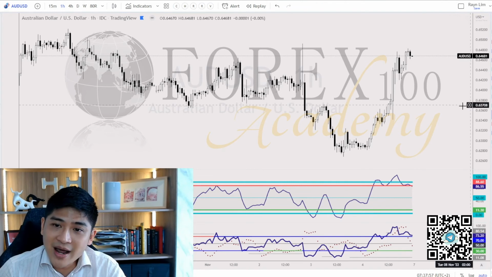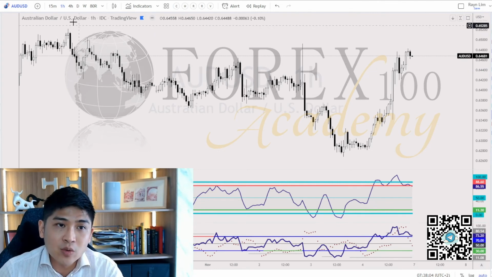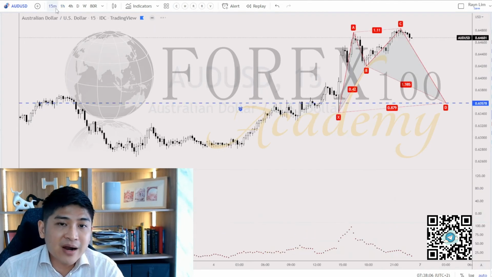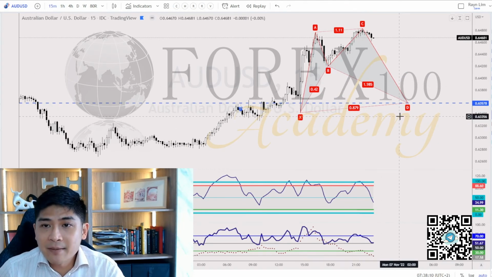All right, so what I do over here when I see this kind of M and W formation, but I don't see a clear sign, I just drop one time frame lower. 15 minutes is the lowest time frame I go to. All right, and there we go. We have a bullish shark pattern opportunity at 63.57.